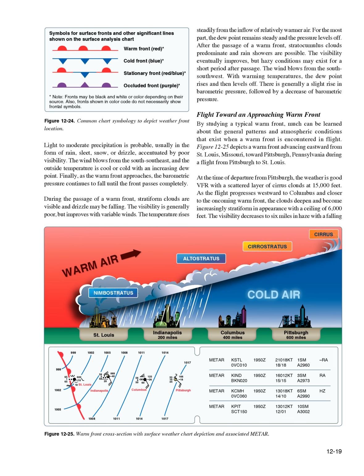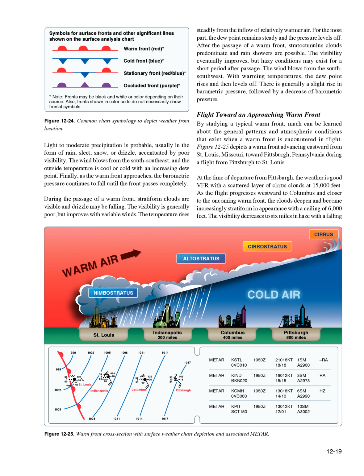Light to moderate precipitation is probable, usually in the form of rain, sleet, snow, or drizzle, accentuated by poor visibility. The wind blows from the south-southeast, and the outside temperature is cool or cold with an increasing dew point. Finally, as the warm front approaches, the barometric pressure continues to fall until the front passes completely.